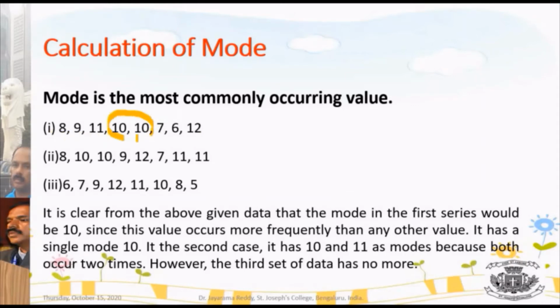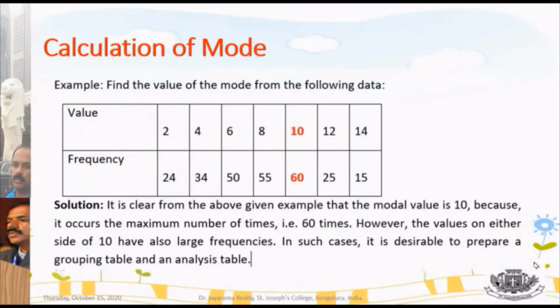So in the first example, 10 is the mode because 10 is repeated twice. In the second example, 11 is the mode, and 10 also is the mode, because 10 and 11 both are repeated. Alright. So in the third case, there is no mode, but what we can do is add the two central values, and their average is taken as the mode.